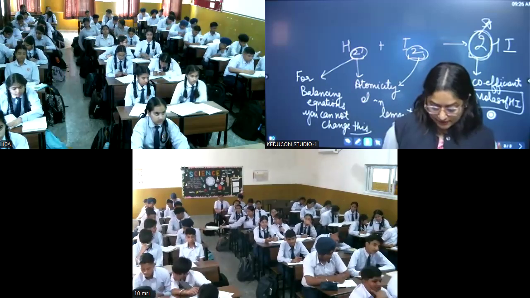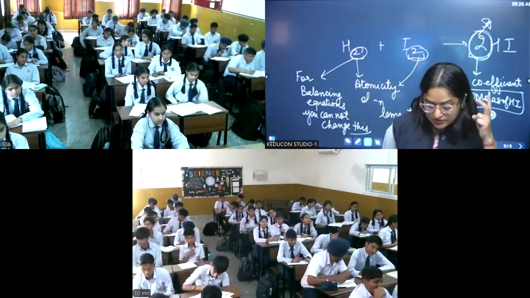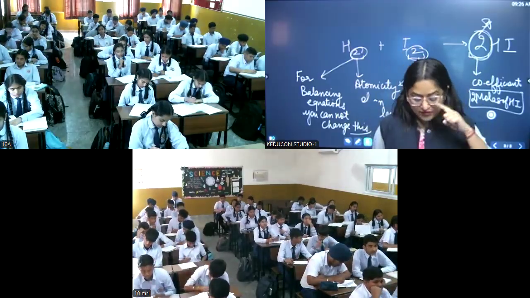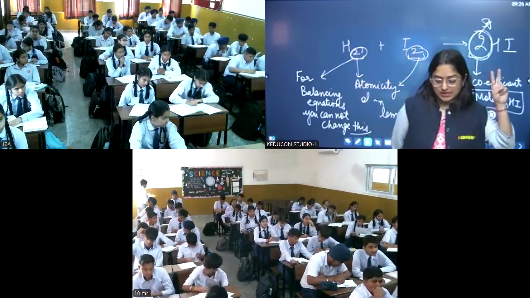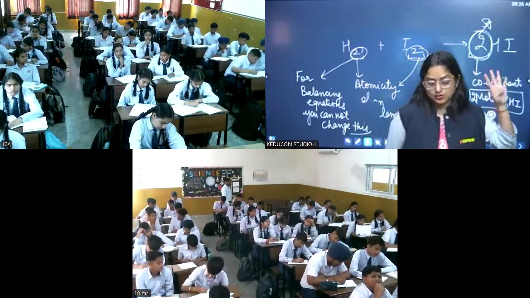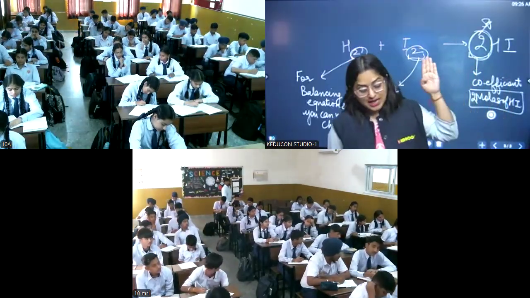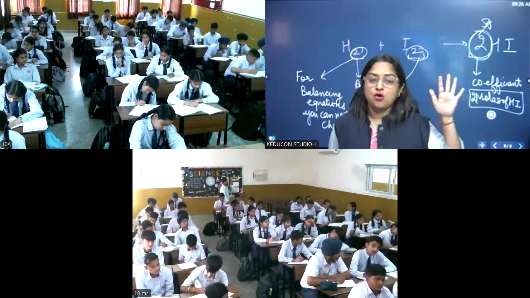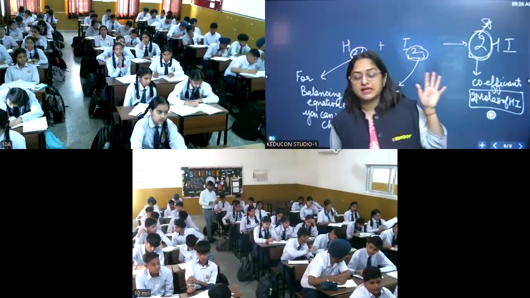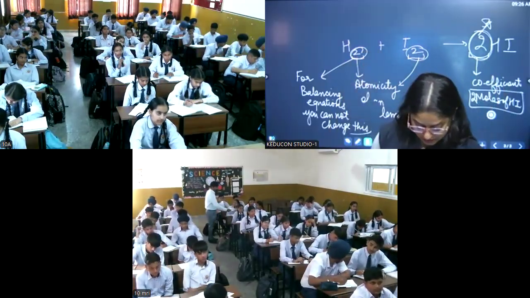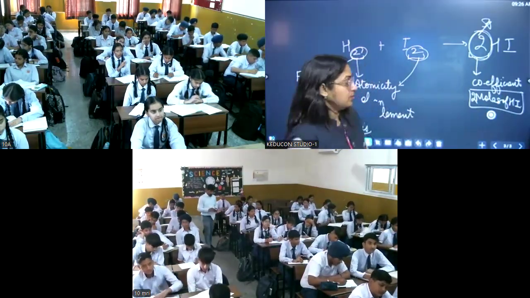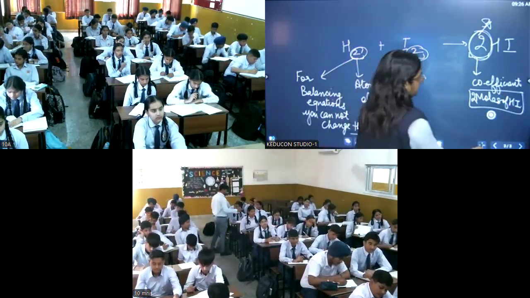So I've made you write 5 factors. First one was change in state. Those who have missed, please write it. Second one is change in color. Third one is evolution of a gas. Fourth one is change in temperature. And fifth one is formation of precipitate. These are 5 things that indicate that there is a chemical reaction going on. Now we will do chemical equations.